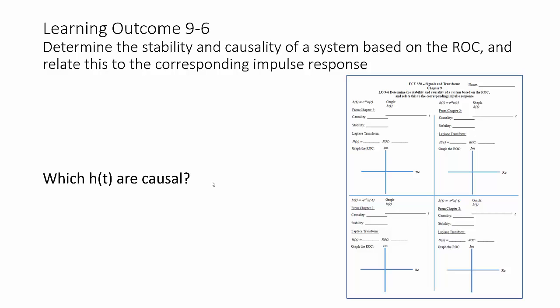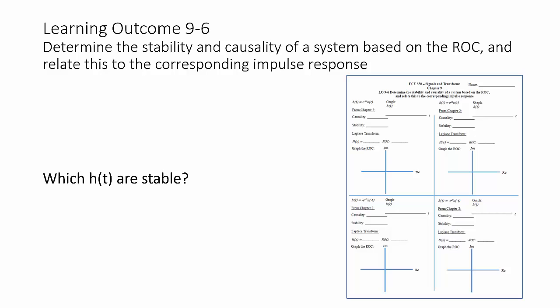Based on your work, which h of t are causal? Which quadrants? Which of the 4 functions? Now look at the ROCs for the causal h of t. Look at your pictures for the ROCs which are causal. What do they have in common? Look for a pattern.